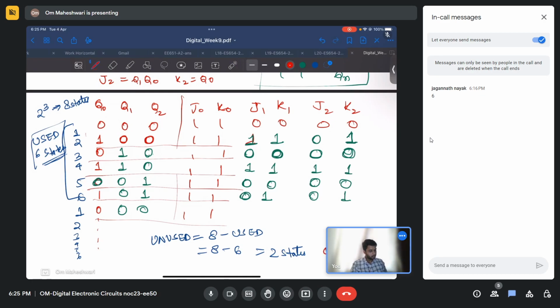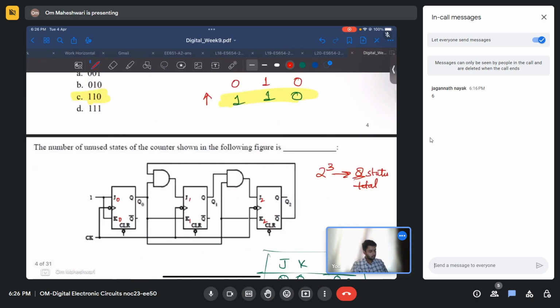Then we also don't have 100. No, we have 100. So we have 100, we have 101, we have 110, 111 we do not have. So 111 and 011, these two are the unused states, right? So the answer is 2.